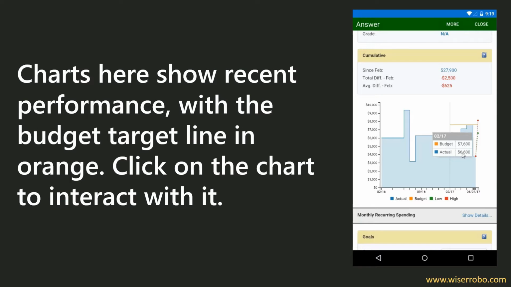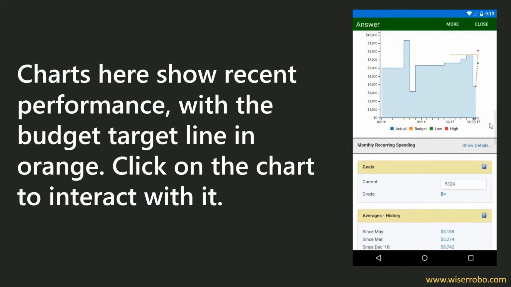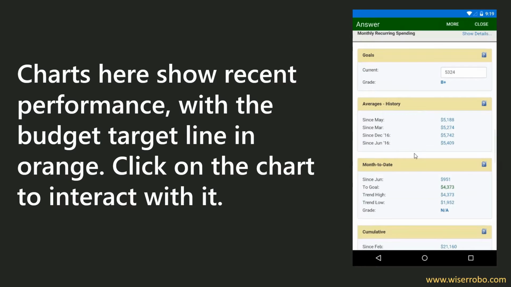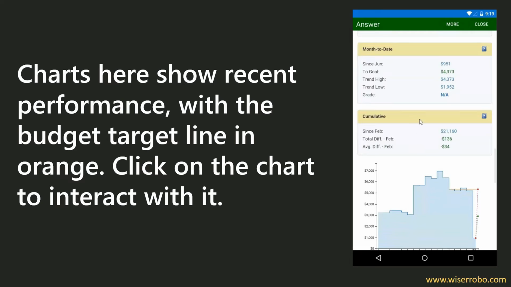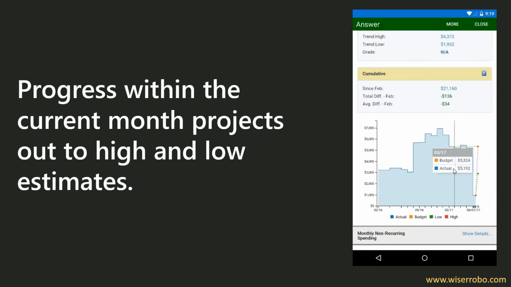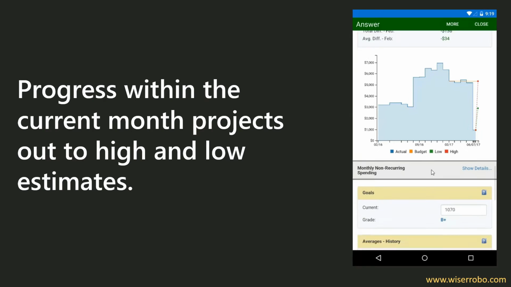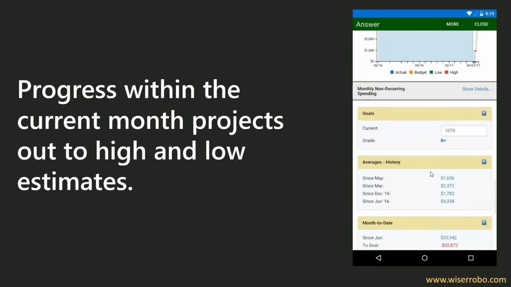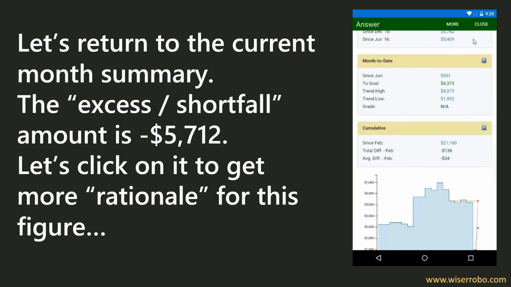Charts here show recent performance, with the budget target line in orange. Click on the chart to interact with it. Progress within the current month projects out to high and low estimates. Let's return to the current month summary.